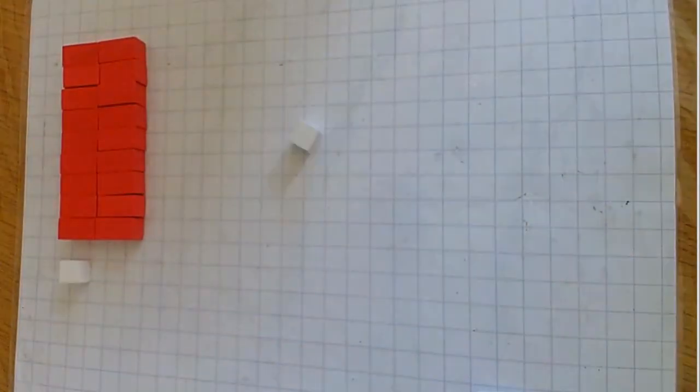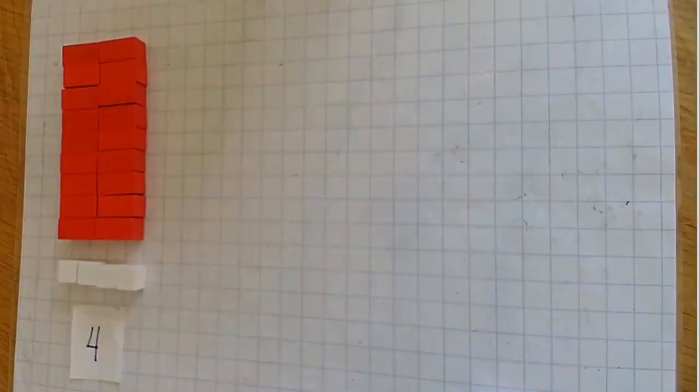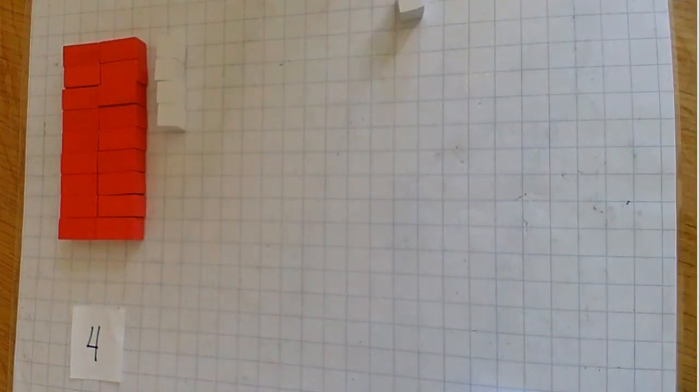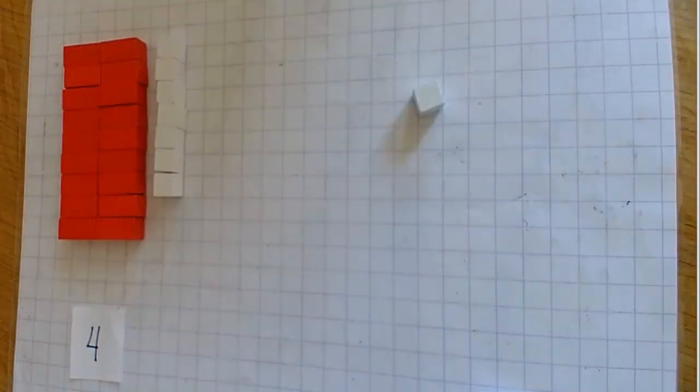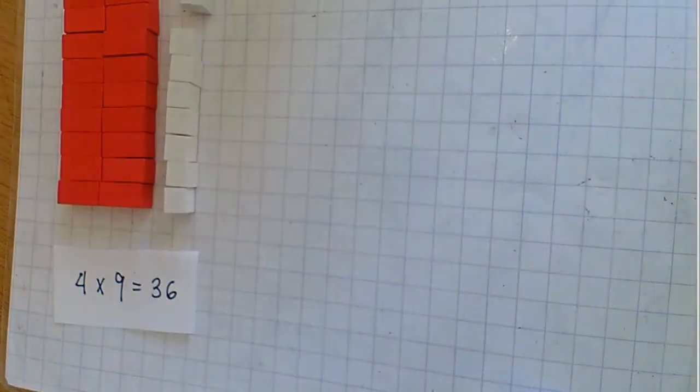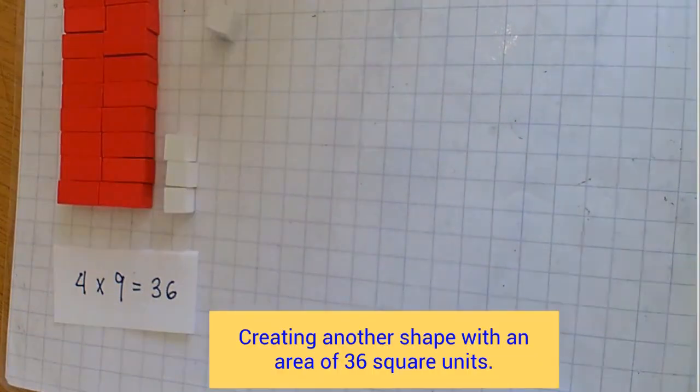So you have 1, 2, 3, 4 units on this side, and 1, 2, 3, 4, 5, 6, 7, 8, and 9 on the other side, which will give you 4 times 9, 36 square units.